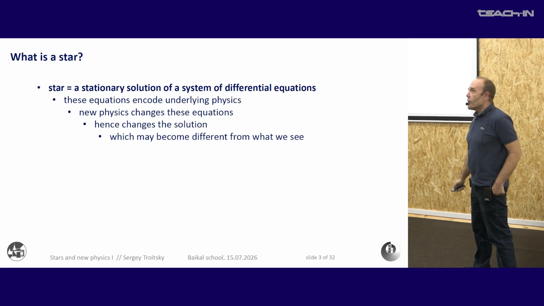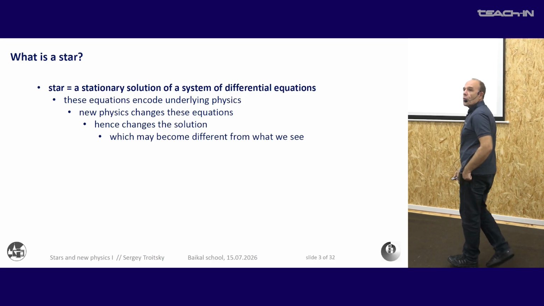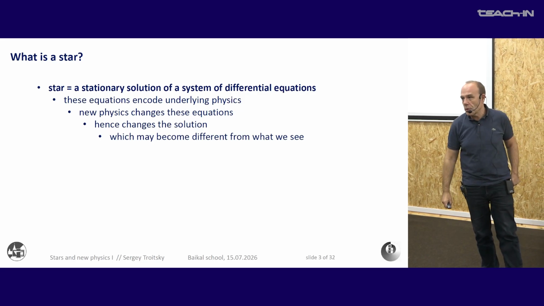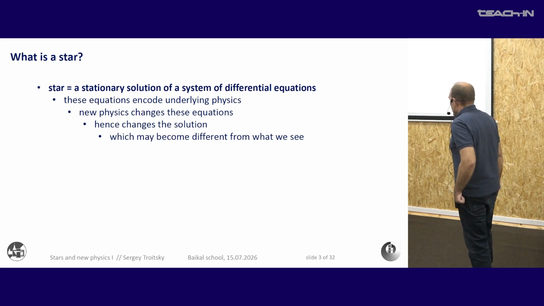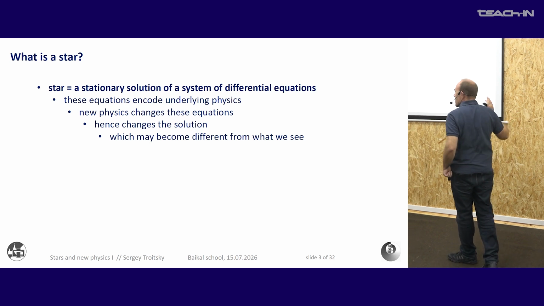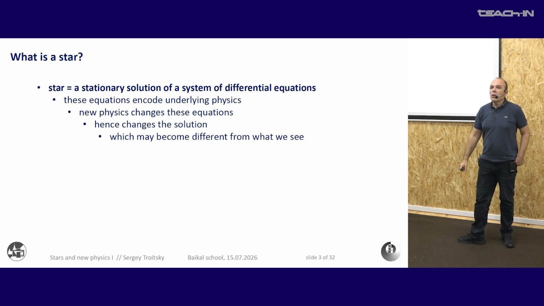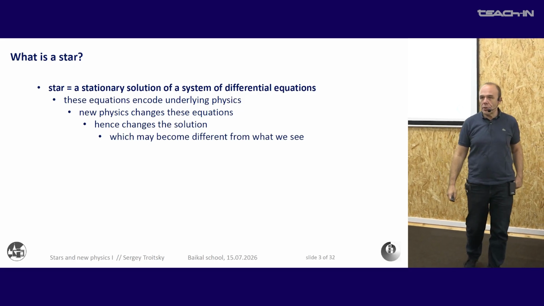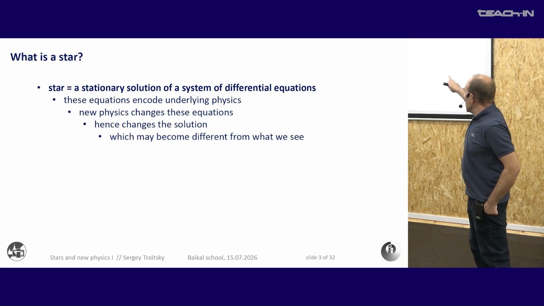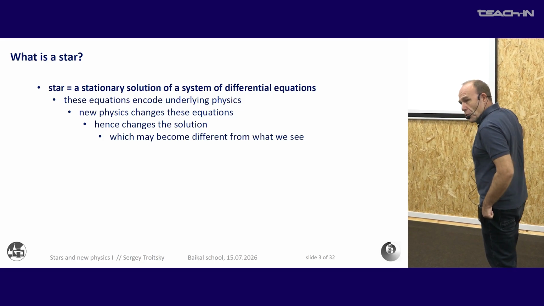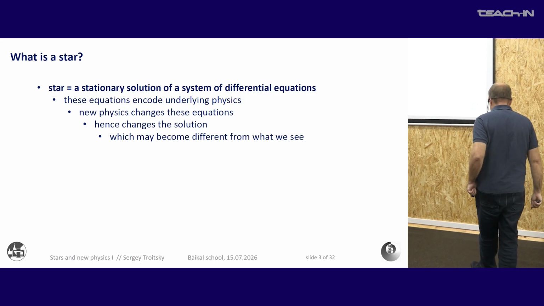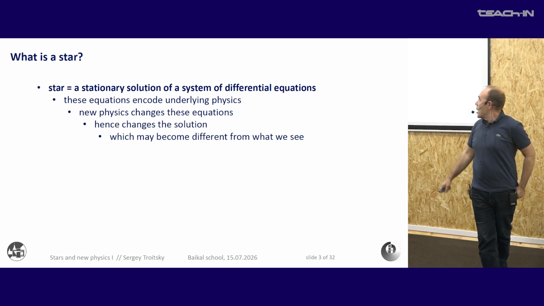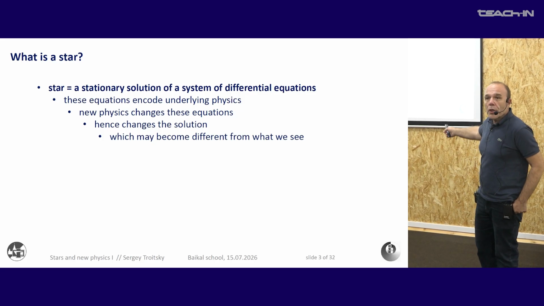Okay, so what is a star? For our purposes, a star is a solution of a system of differential equations. For this lecture, it will be a stationary solution, or in any case a slowly changing, adiabatic solution. But except for a very few moments of the life of the star, which we will briefly mention in the second lecture, these equations will be very simple.